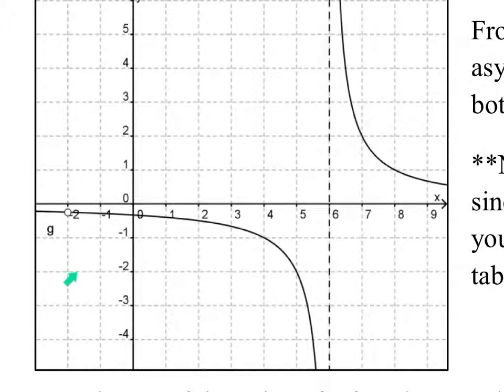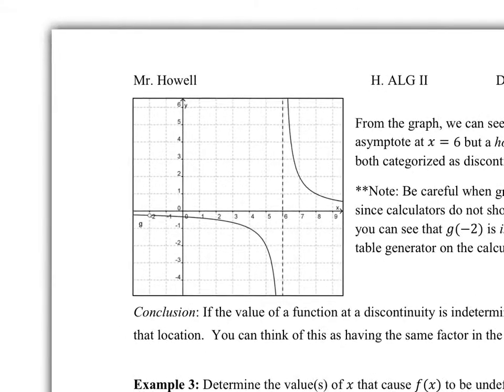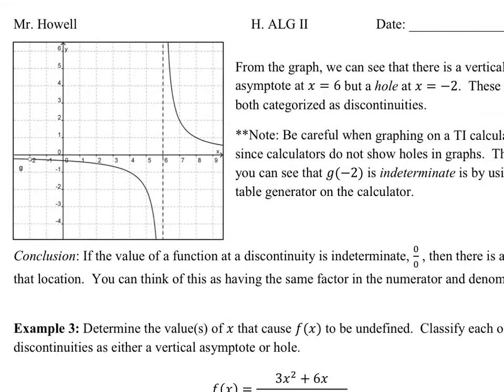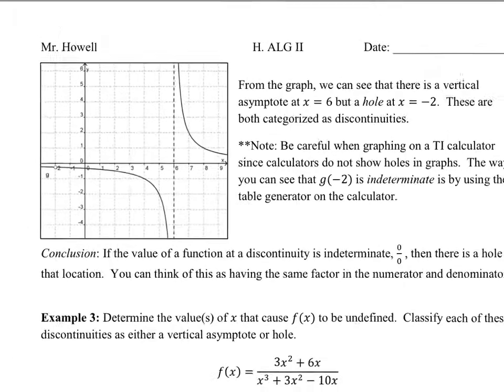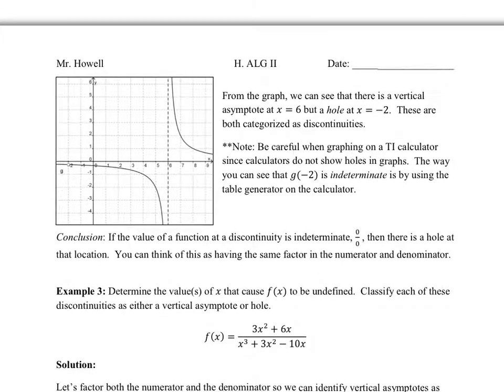Is that clear? Does everybody hear what I'm saying right now? It's in your notes. I've written that somewhere, I think. So what I recommend you do is you maybe highlight that spot. It's probably right there at the conclusion. So this is it right here. That's what I just stated, the second sentence. That's what you have for a hole. You can think of this as having the same factor in the numerator and the denominator.